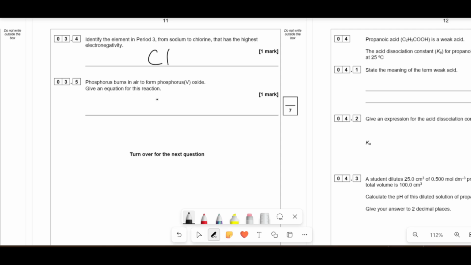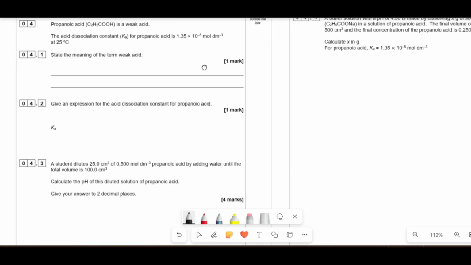So now it says phosphorus burns in air to form phosphorus 5 oxide. Give an equation for this reaction. So the equation is just one you need to memorize, unfortunately, but it's going to be P plus O2 makes P4O10. You need to recognize that the formula of phosphorus 5 oxide is this. It's not P2O5, it's this. I'm not too sure why, I can't remember, I can't lie, but this is what it is. So then you've got to balance it out. So there's 4 P's there and there's 10 O's, so there's going to be 5 O2s there. Done. Next it says propanoic acid is a weak acid. The acid dissociation constant is this. What is a weak acid? So it is just that it partially dissociates in water.